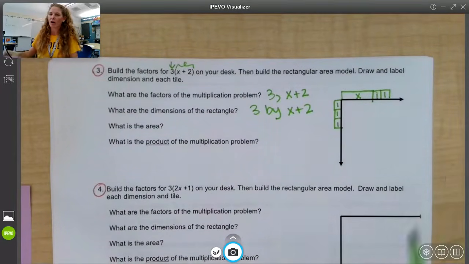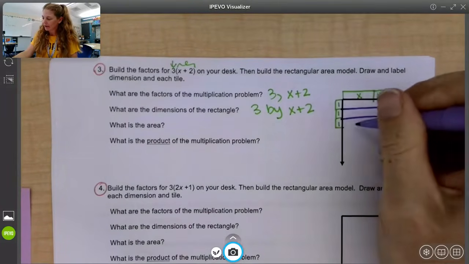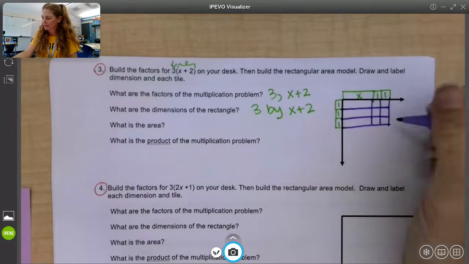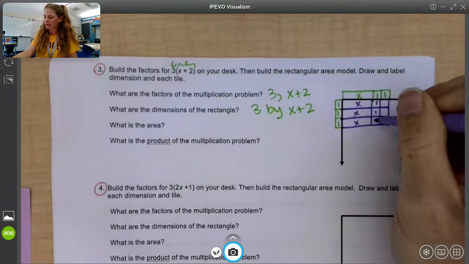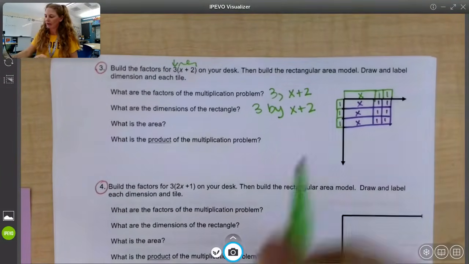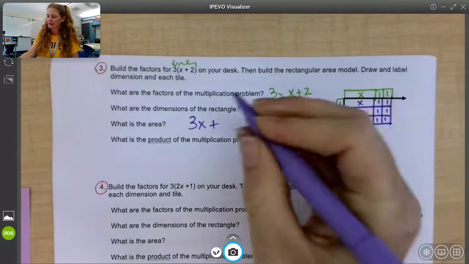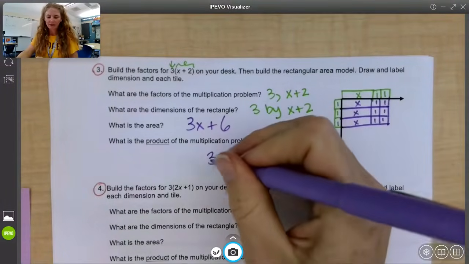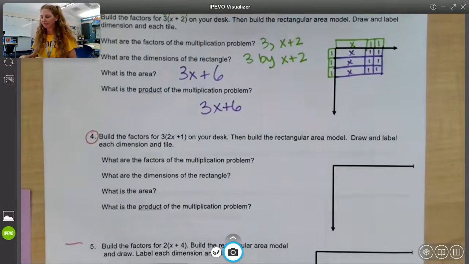Notice when we draw in what's in the middle, we just extend out our lines that we have on the outside of our factors. So here we have another x, x, x, and these are all singles. So our area here, if we count in the middle, is 3x plus 6. So the product of our multiplication problem is 3x plus 6. Nice. Let's look at the next one.